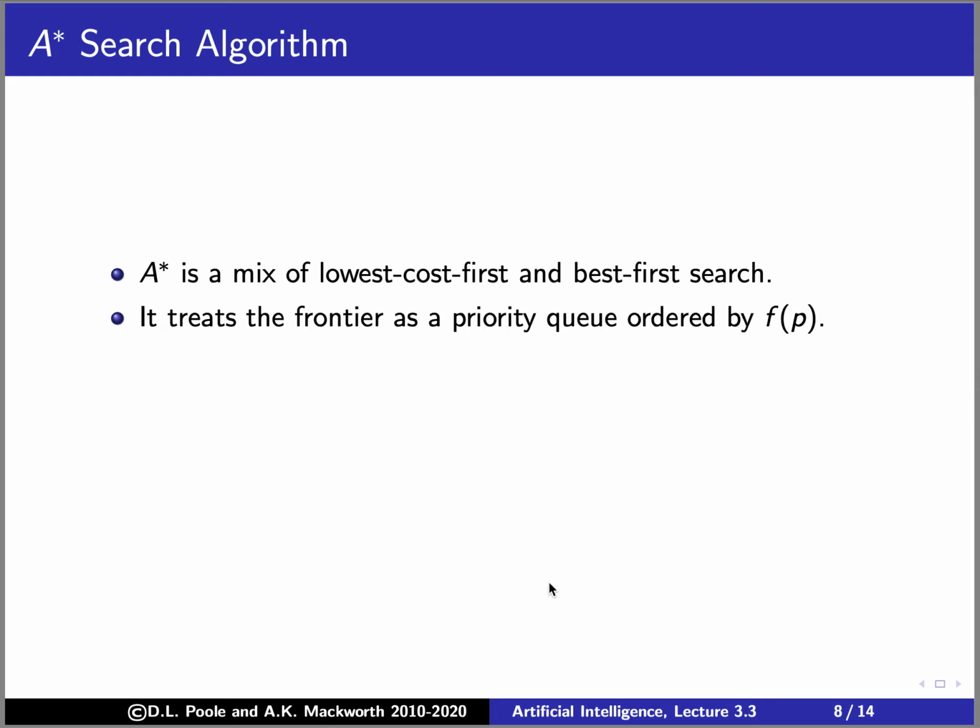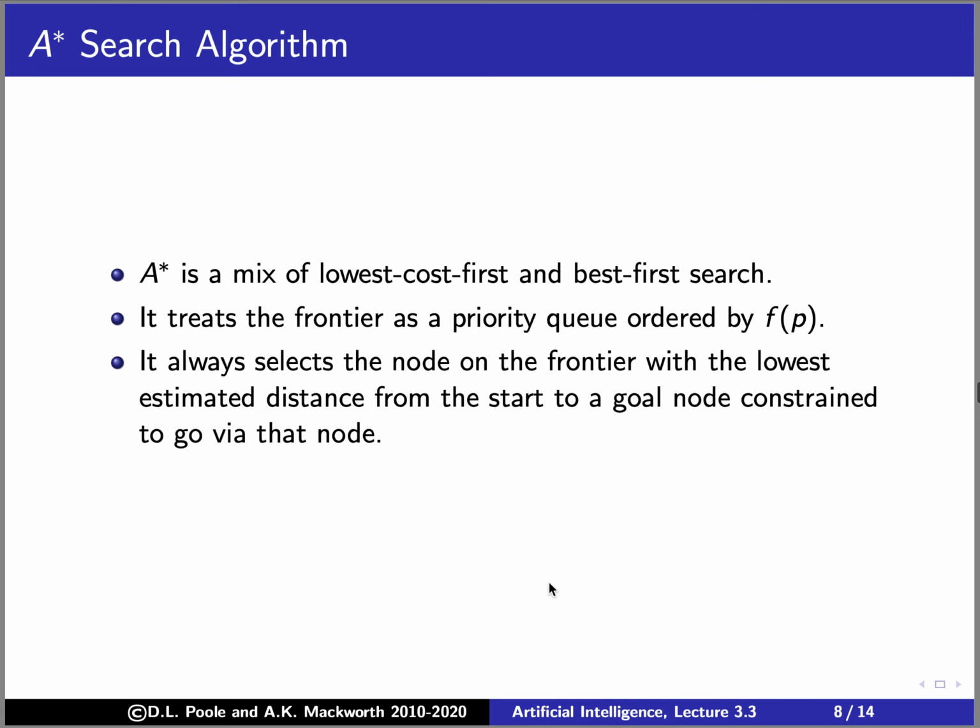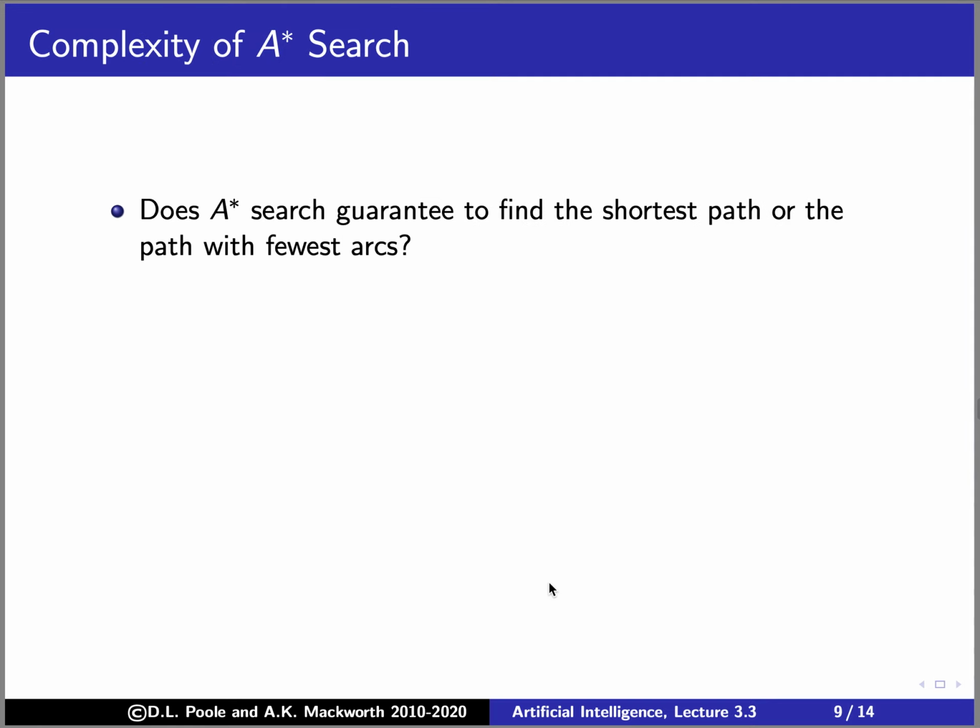So it treats the frontier as a priority queue ordered by F of P, and always selects the node on the frontier with the lowest estimated distance from the start to a goal node constrained to go via that node. So it's always trying to look at the total path length when trying to choose which path to expand first.